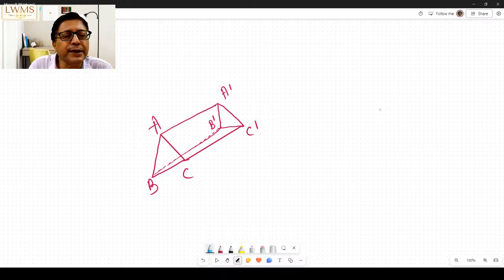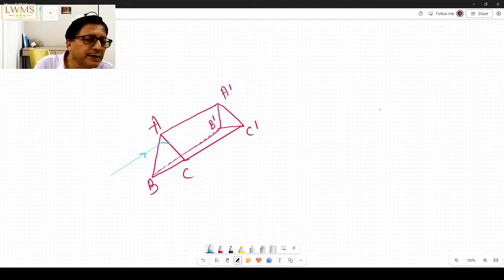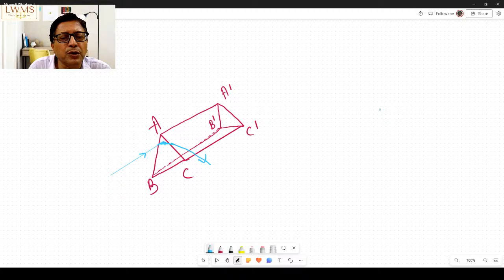If I have taken a ray of light this manner, it will suffer refraction at this face, isn't it? It will go inside this manner up to this, then it will suffer refraction here inside, and then it will emerge like this. But we cannot draw this diagram always.